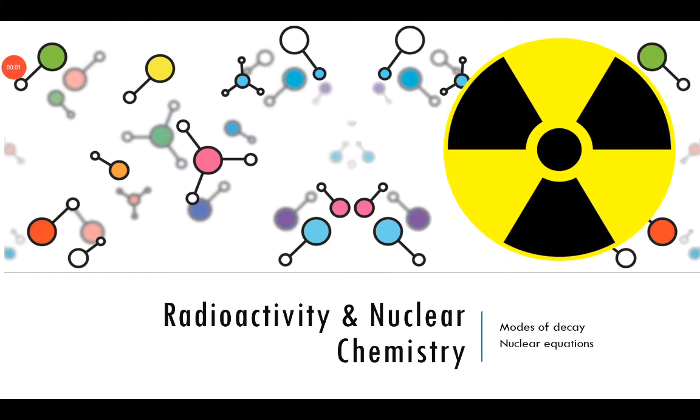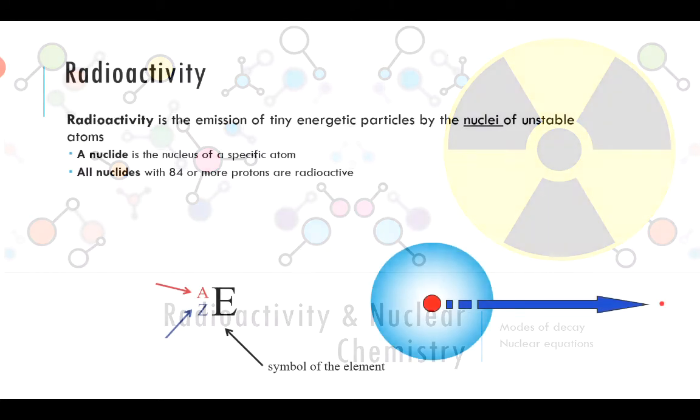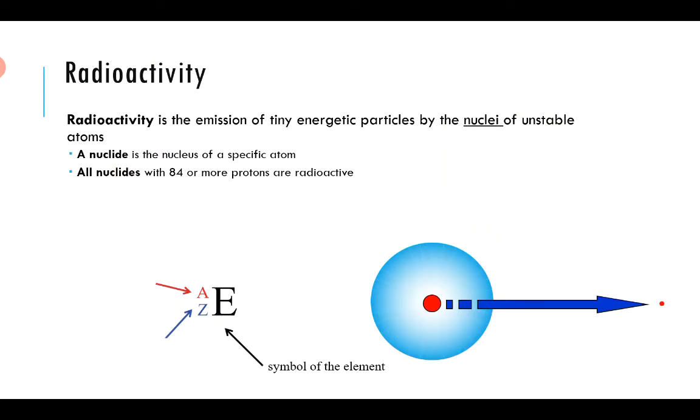In this video, we will learn about nuclear chemistry, modes of radioactive decay, and nuclear equations. So, radioactivity is defined as the emission of tiny energetic particles from the nuclei of unstable atoms. And if we say the term nuclide, it's referring to the nucleus of a specific atom.